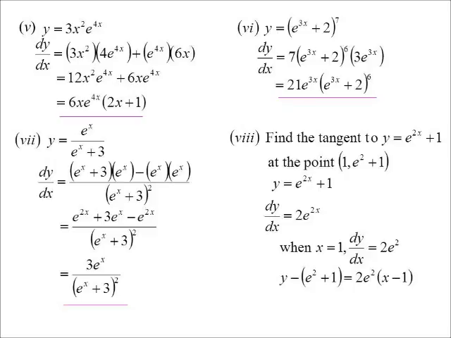Point slope formula, so y minus the y value, e squared plus 1, is 2e squared times x minus 1. Did I put it in general form? I did. I could have put it, I suppose, as y equals, but anyway, 2e squared x minus y minus e squared plus 1 is equal to 0.